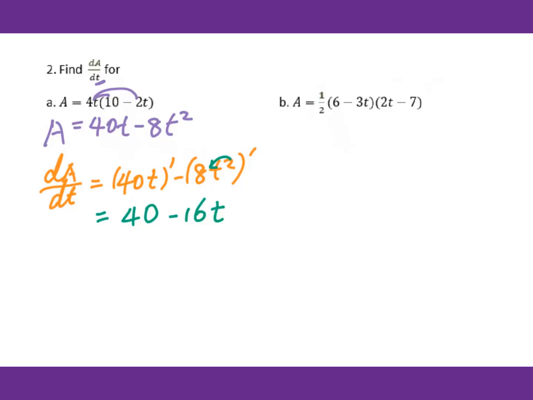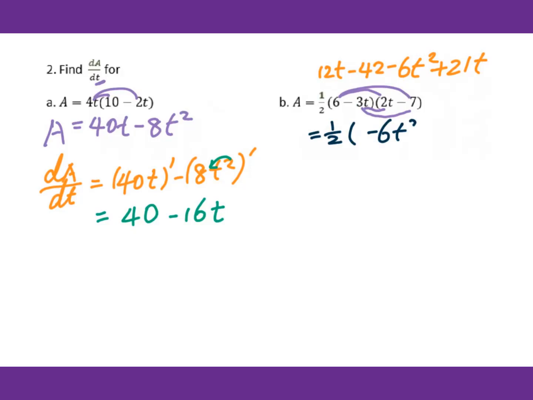Look at the B. When you have this kind of problem, we do the FOIL first, then do the distributive property. FOIL part, I have 12t minus 42. Negative 3t times 2t, minus 6t squared plus 21t. So we have equals 1/2 times negative 6t squared plus 33t minus 42. This time we can do distributive property now.